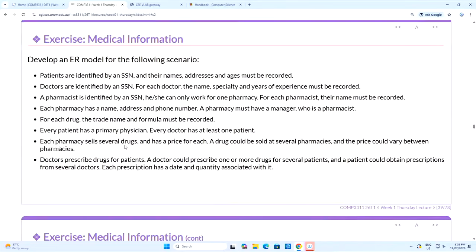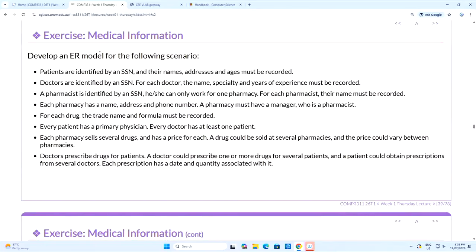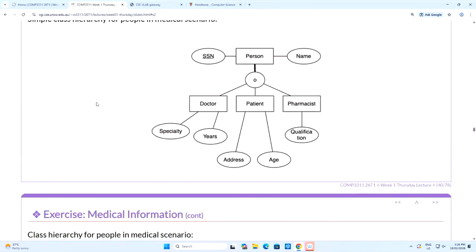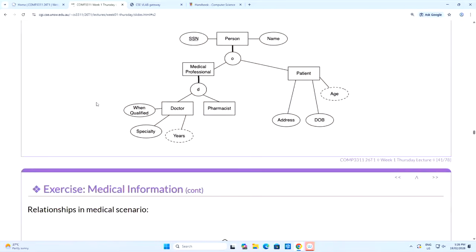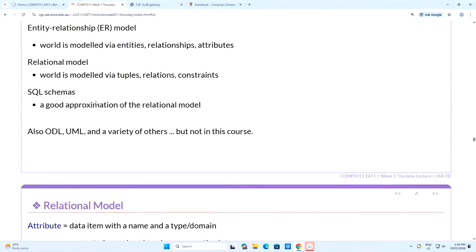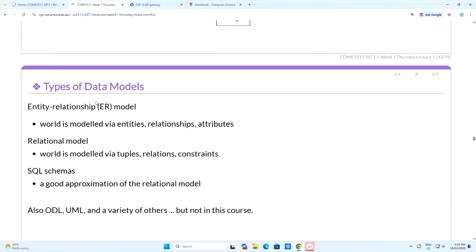So basically, I strongly encourage you to read this and then model them step by step. I think more interesting is the relational model as well as the SQL schemas.